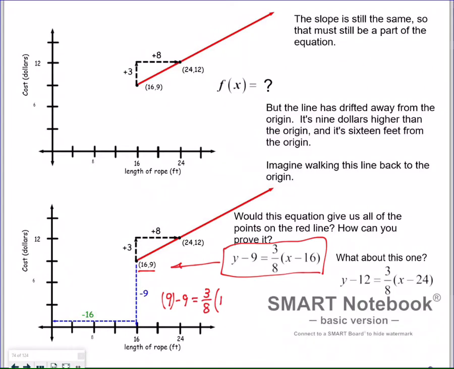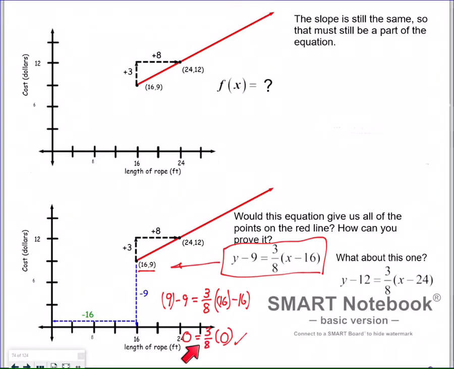Well, one way to find out for sure would be to put the point (16, 9) in as a solution to the equation. So y is 9, so I have 9 minus 9 equals 3/8 times, the x is 16, 16 minus 16. Of course, I end up with 3/8 of 0, which is in fact 0. Well, it kind of seems trivial, and it's almost like I just got lucky or something. Of course, 0 equals 0. That doesn't mean this is the equation of the line.